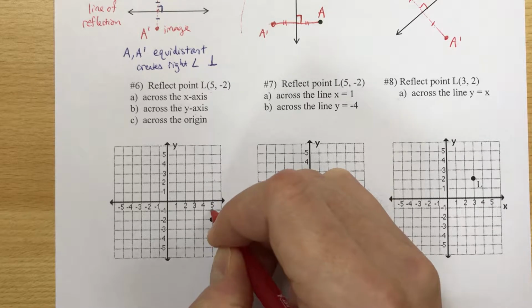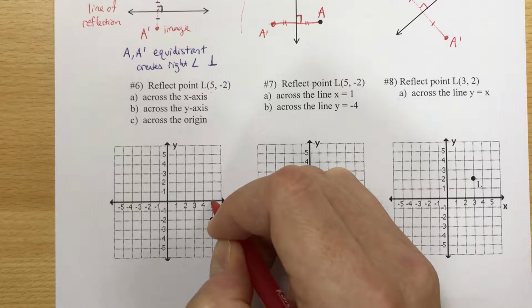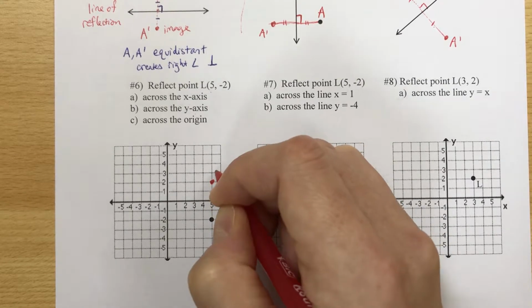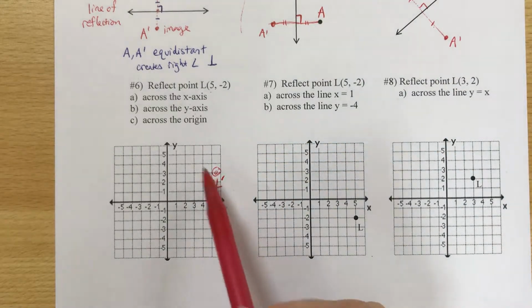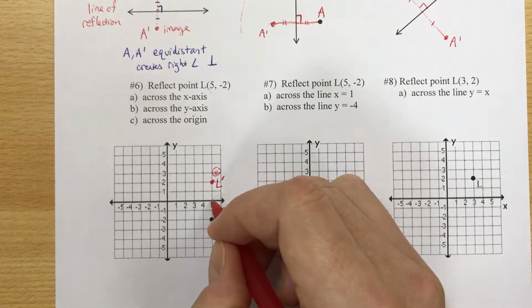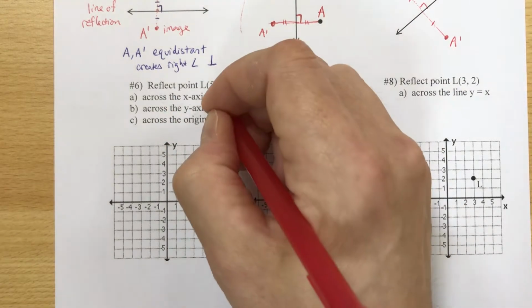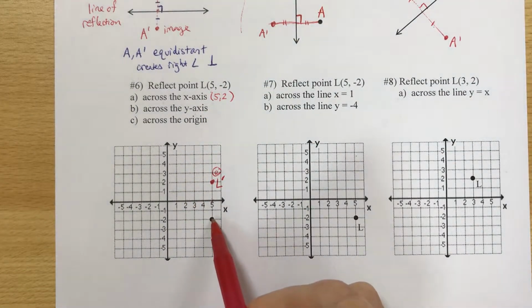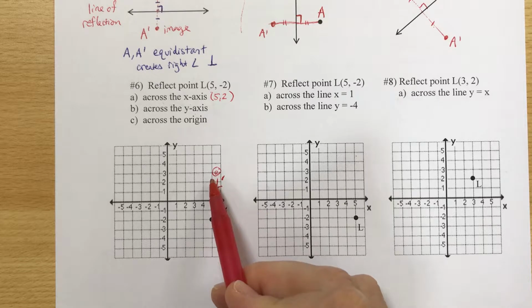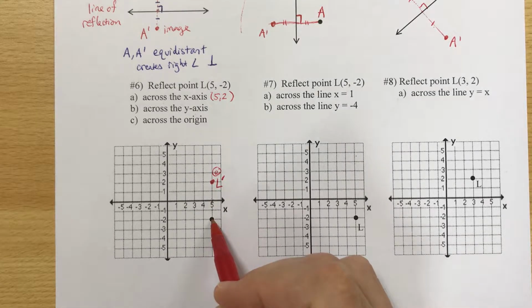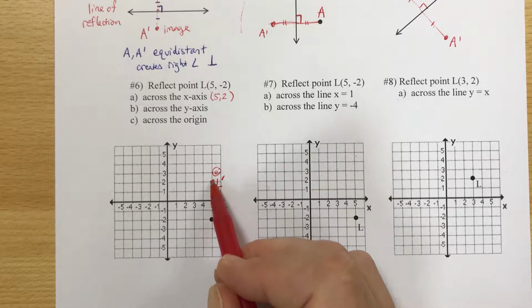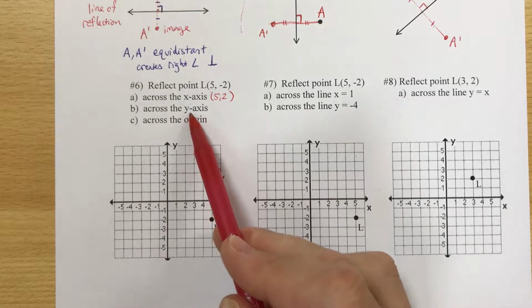So I'm going to count how many spaces to get to the x-axis. So from here, 1, 2. That means I need to go 2 more spaces on the other side. 1, 2. Here's L prime. Now I'm going to label that with a little A because that's for part A. The coordinates are 5, 2, the point of reflection. So here's L. If I reflect across the x-axis, I'm going up and then up 2 more. When you count, the point that you start at is not 1. It's when I make my first step. 1, 2.